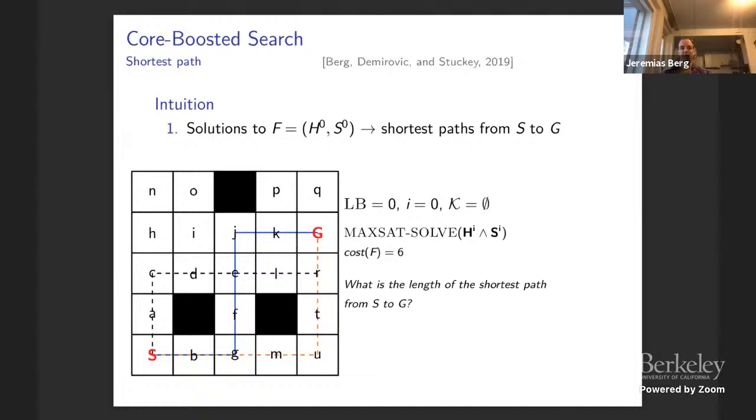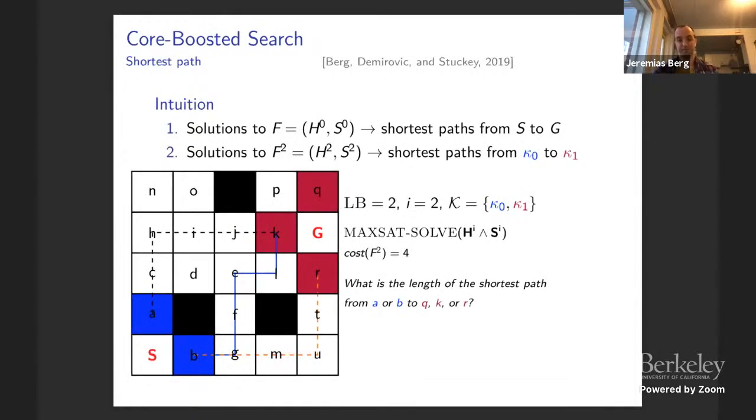So the intuition for core boosted search, we go back to this grid and the core guided approach. As I hope is clear to most of you by now, when we invoke a MaxSAT solver on this instance, we're asking for the shortest path from S to G. But if you now remember the approach where you relax each core separately, we can see what happens after a few iterations. So this relaxed formula can be seen as asking, what is the length of the shortest path that goes from one of the squares in the core A B to one of the squares in the core Q, K or R. So this is a new MaxSAT instance that has a lower optimal cost.